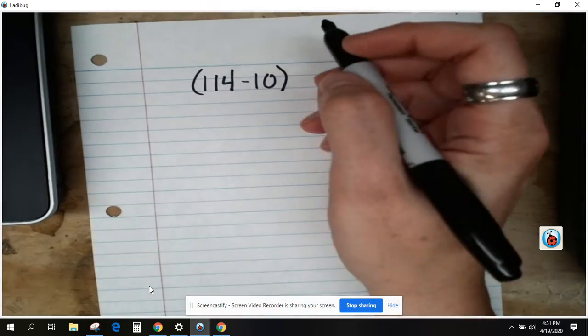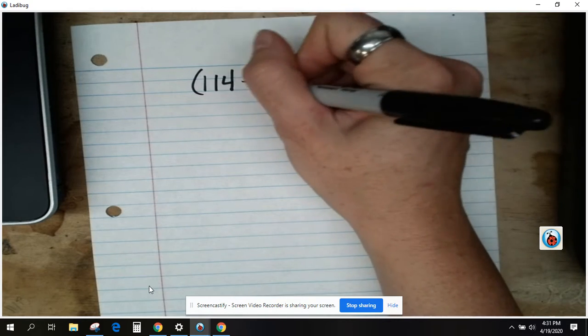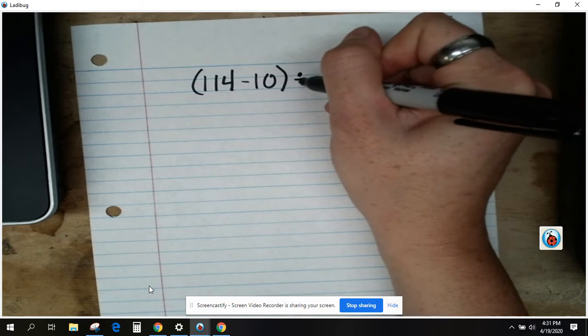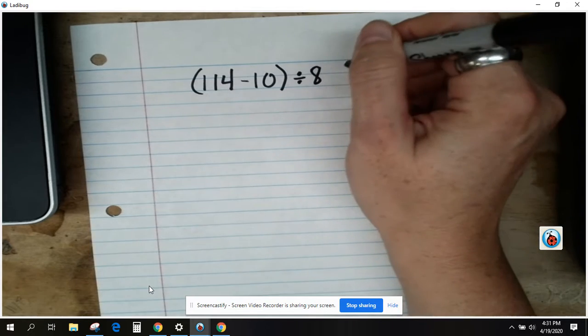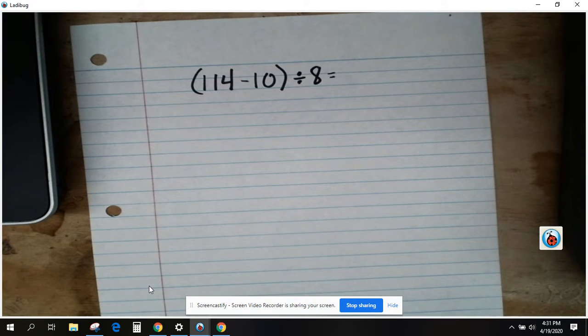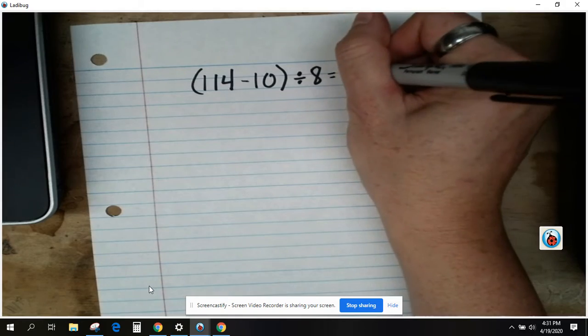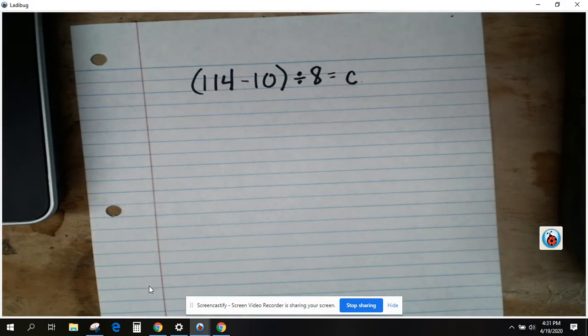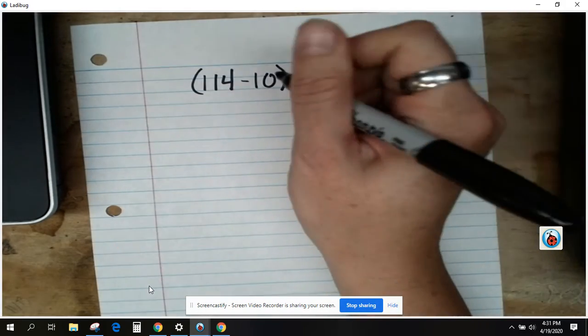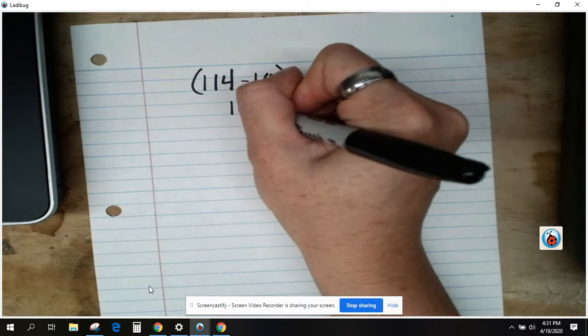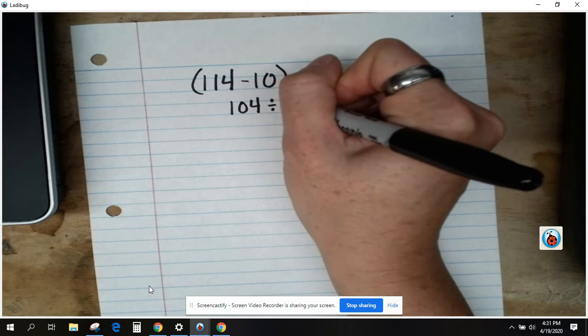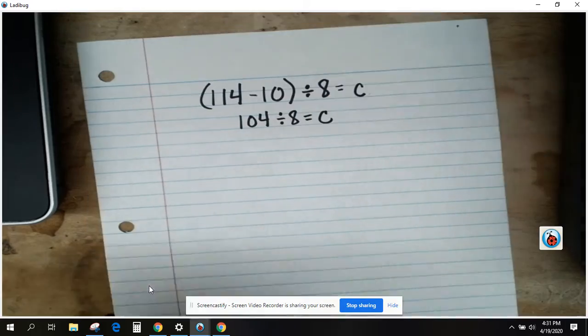114 minus the 10 is what Tom kept. Then we have to take that total and divide it evenly with his 8 friends. The question was, how many cards will each of those friends get? So what letter could we use to represent the unknown? We don't know how many cards each friend is going to get. That's the unknown, so we're going to use C for cards. Now your first step, 114 minus 10, leaves you with 104. Now you still have to divide by 8 to figure out what C is.